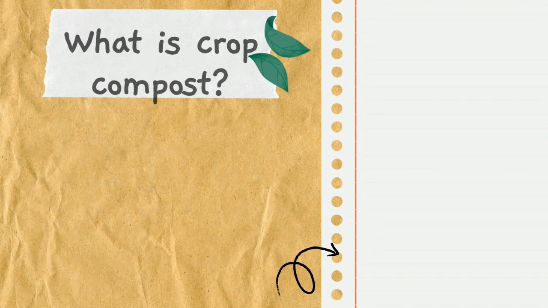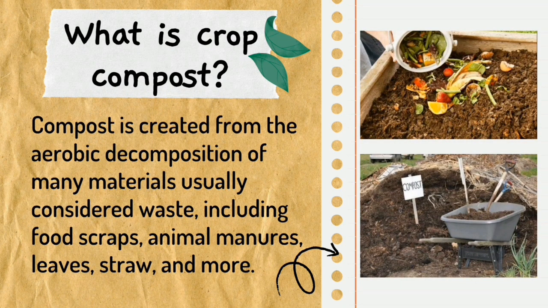What is compost? Compost is created from the aerobic decomposition of many materials usually considered waste, including food scraps, animal manures, leaves, straw, and more. Composting occurs when carbon-rich materials (browns), like straw and leaves, are mixed with nitrogen-rich materials (greens), like food scraps and manure. With oxygen, time, some field management, and the help of billions of microorganisms, the finished result is crumbly, sweet-smelling, and nutrient-packed compost.